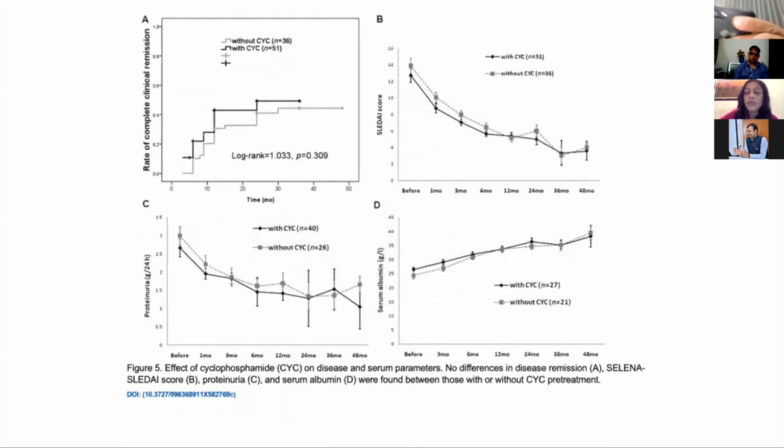And here they were able to show that patients with cyclophosphamide or without cyclophosphamide, even if patients were not on standard therapies, improved with mesenchymal stem cells. That was quite interesting to see. So that's something which could hold out hope for a lot of patients with lupus, especially ones who don't resolve with standard treatments.